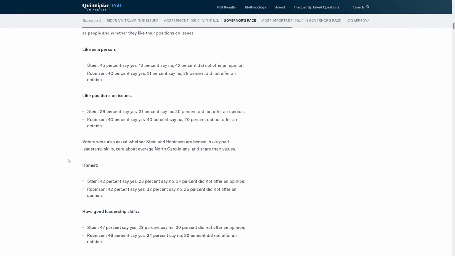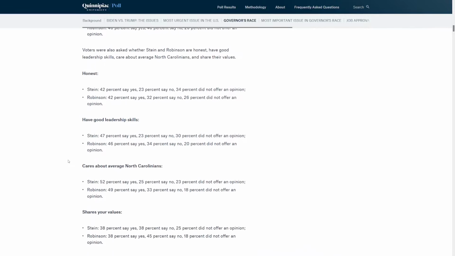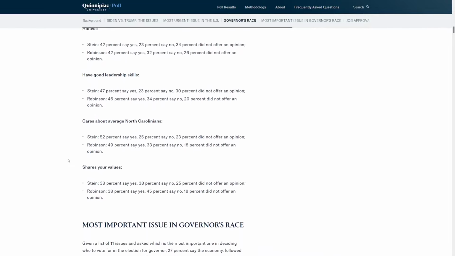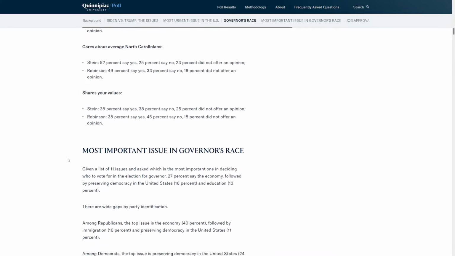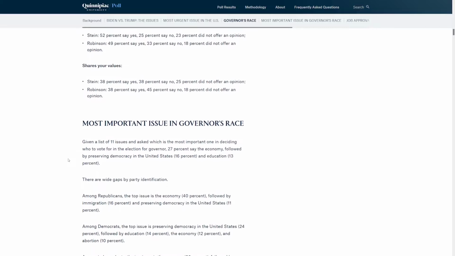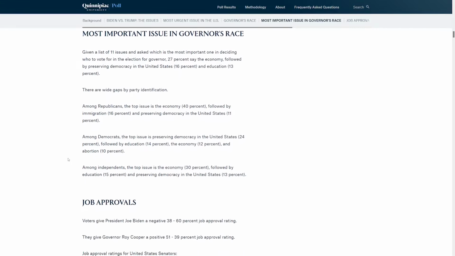Down here, we've got all the personal traits. Stein comes off as more likable, relatable, and honest. Robinson has his work cut out for him. He's going to get presidential turnout, and it's unclear how he's going to be able to perform under pressure and under the national spotlight. After that, we've got some important issues for the governor's race, and it's kind of the same story as the national issues.